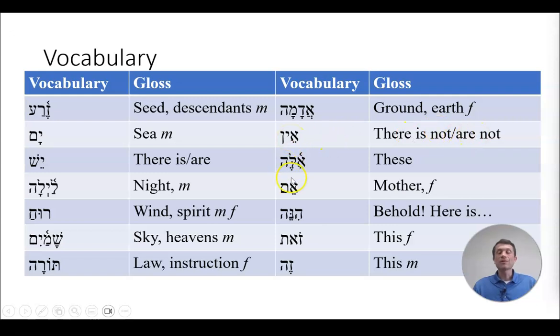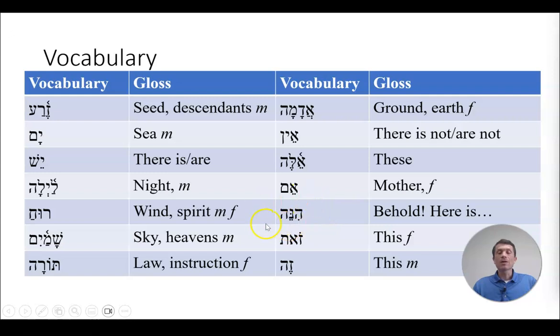Below that, we have what's called a demonstrative pronoun. It's the near demonstrative pronoun, ele, translated these. And it's probably worth writing this down in your vocabulary. This is a third person plural demonstrative pronoun. Third person plural, these. Okay, below that, we have the word aim, which is mother. Aim is mother.